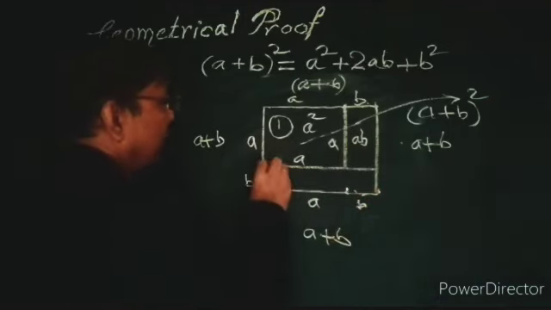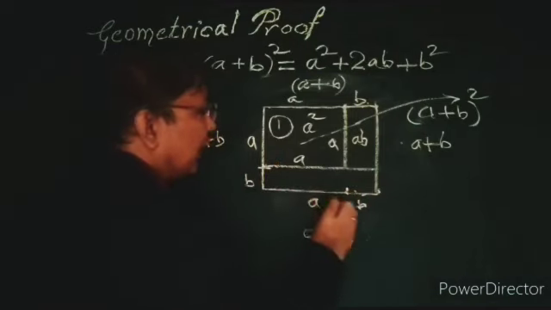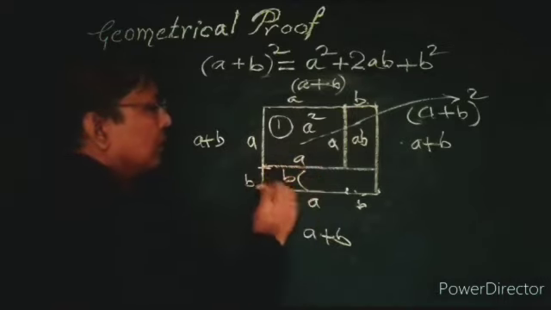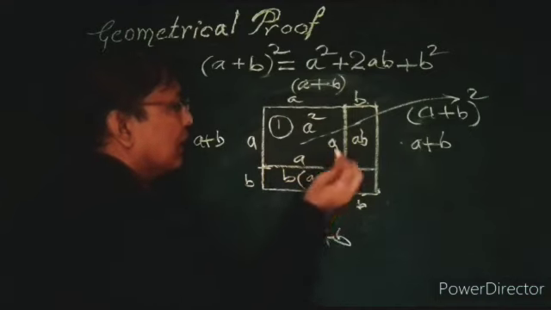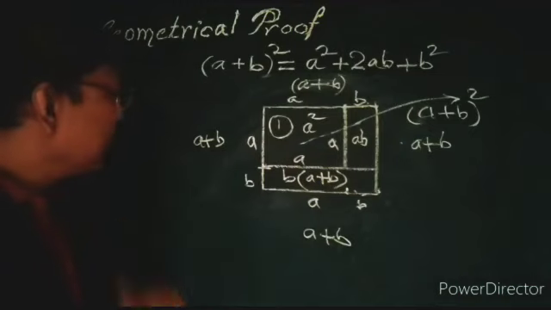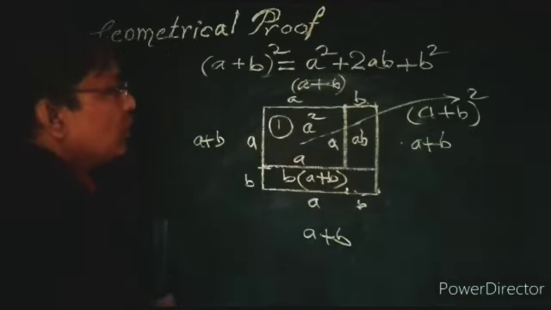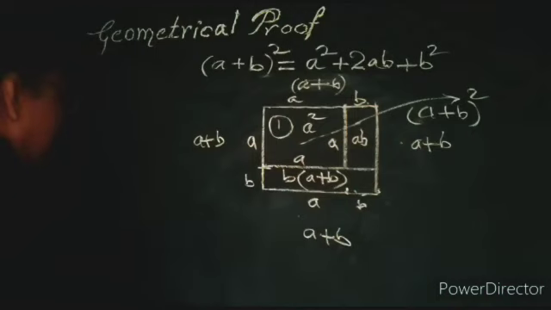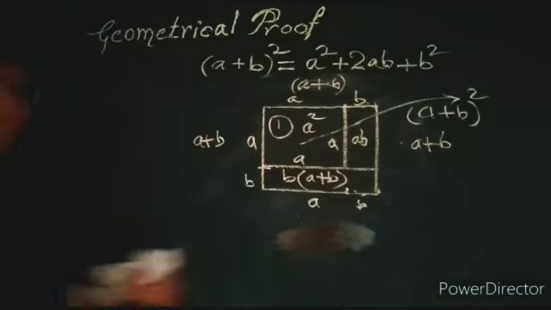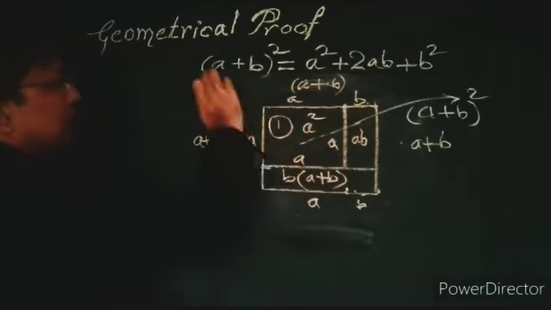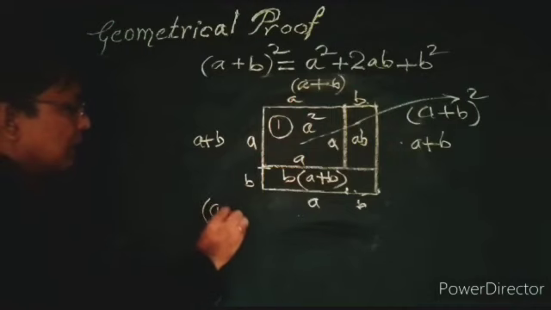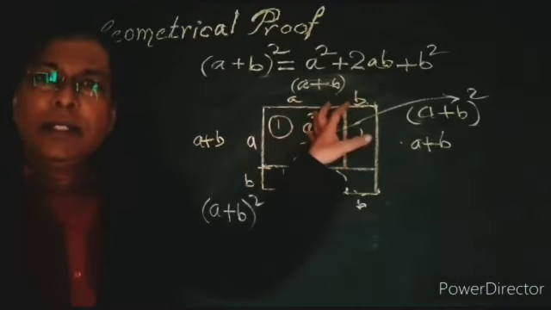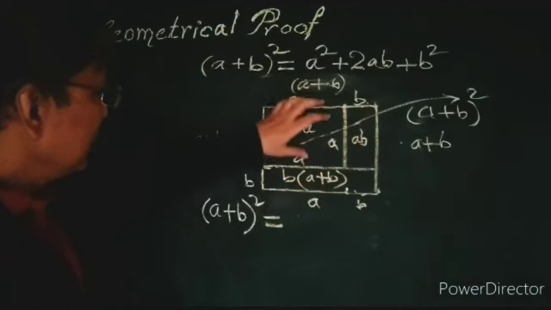Now here the length is b and the breadth is a plus b. Therefore the area of this rectangle is length into breadth, that is b into bracket a plus b. Now what we want is the area of this complete square, that is a plus b whole bracket square, which is equal to this area. It is made up of 3 quadrilaterals. This is first, second, third.